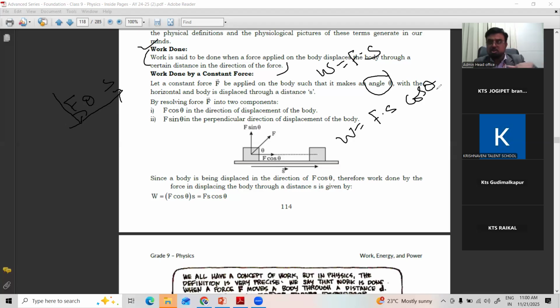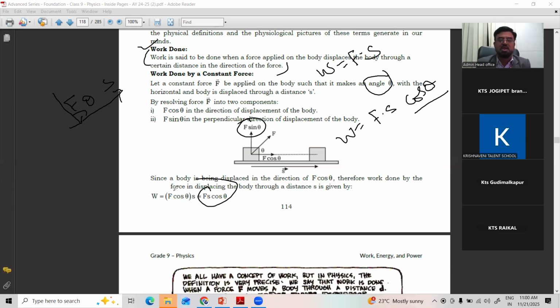Right? Because horizontal motion is there. That is, we have to calculate the horizontal component using cos. There is no effect of the vertical component of force. We are applying the force vertically, but the body is moving in the horizontal direction. In such a case, the work done is given by F into S cos theta, Fs cos theta. Right? That is one special case.